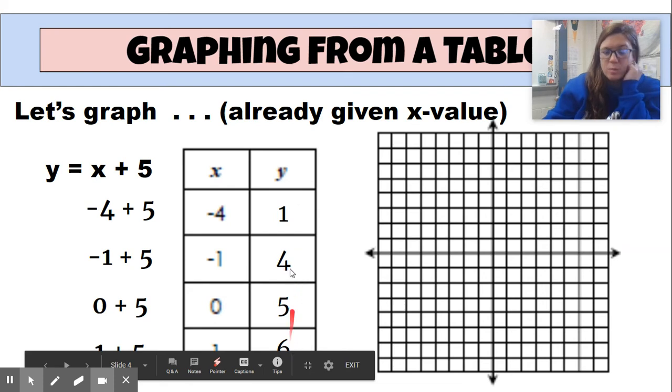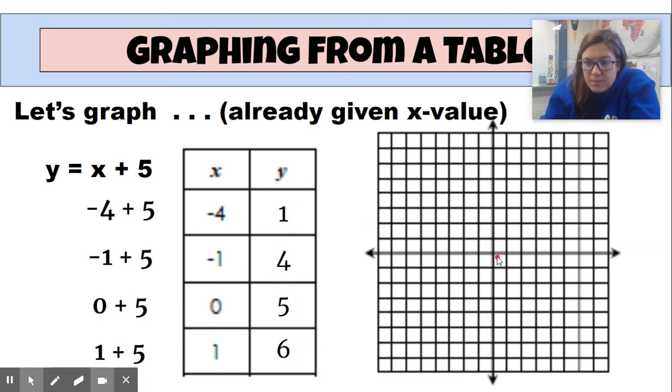And now I'm going to plot those points. Start at my origin. I'm going to go left. This is my x. So I'm going to go left 4. 1, 2, 3, 4. And then I'm going to go up 1 and plot a point. Okay, now I'm going to start back at my origin, or 0, 0. I'm going to go left 1 and up 4. Remember that negatives are left or down, so left 1 and up 4. And then I'm going to plot a point.